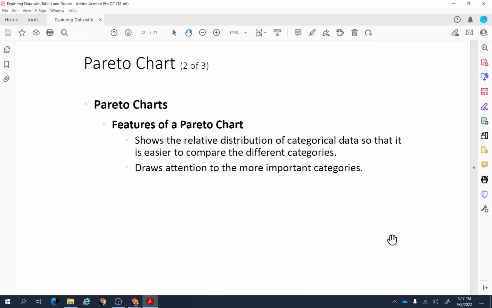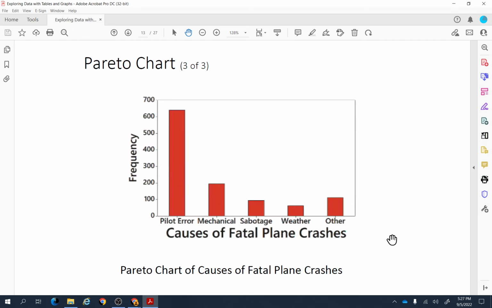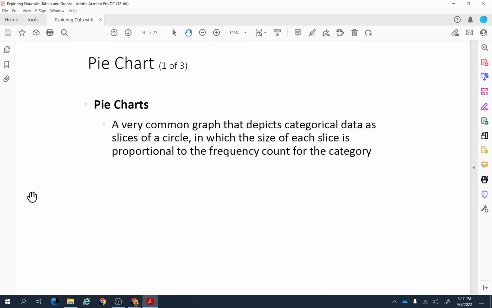A Pareto chart also shows the relative distribution of categorical data so that it is easier to compare the different categories, and we can pay attention to the most important category. For example, here you can see a bar graph for fatal plane crashes, the causes of plane crashes, and as you can see, pilot error has a high frequency. So we can focus on what is the main reason, and then we can focus on the solution for that reason.